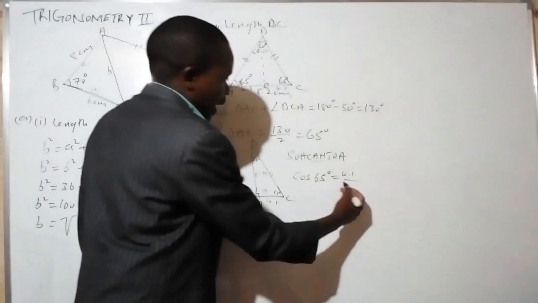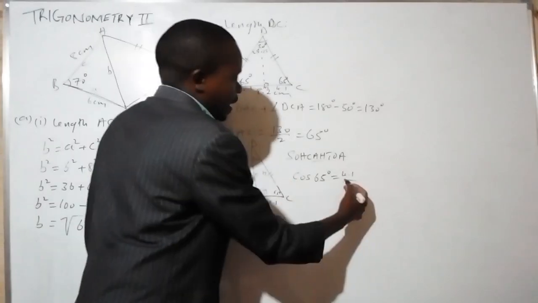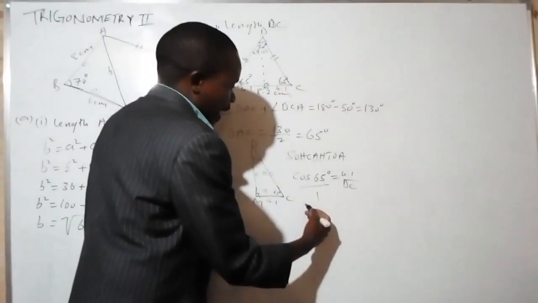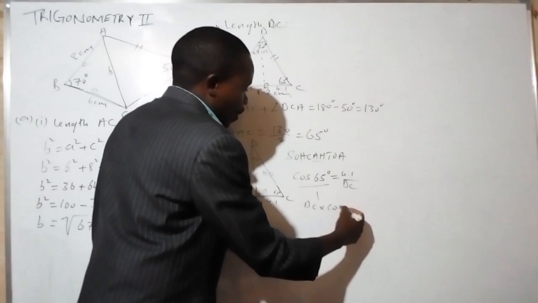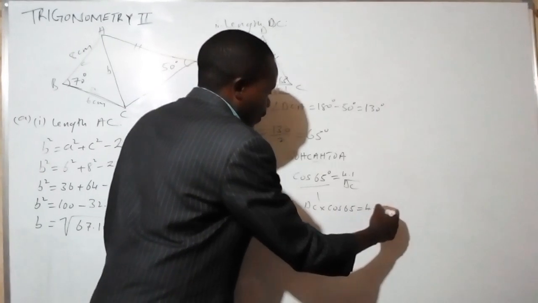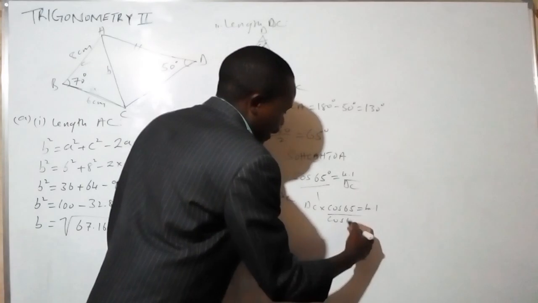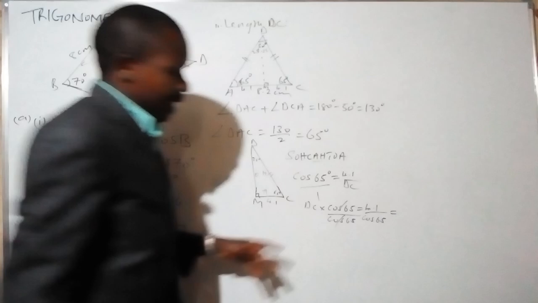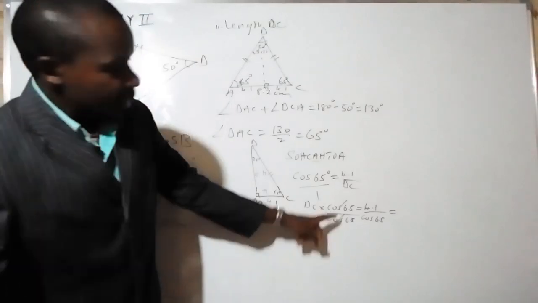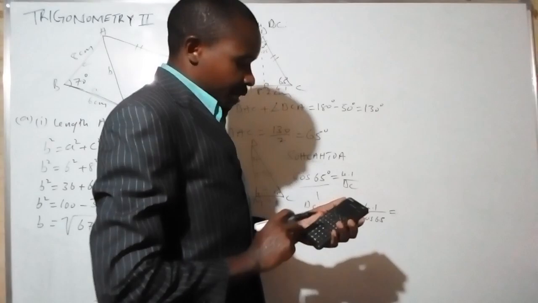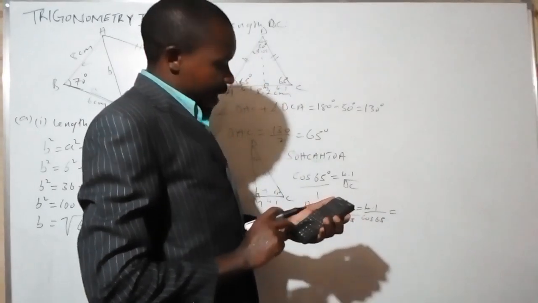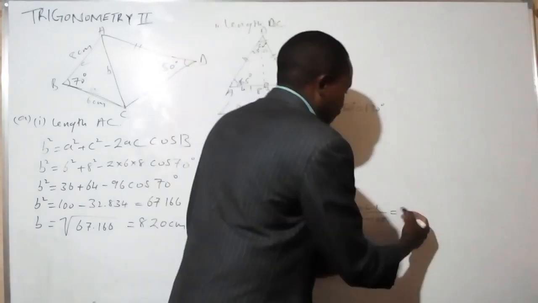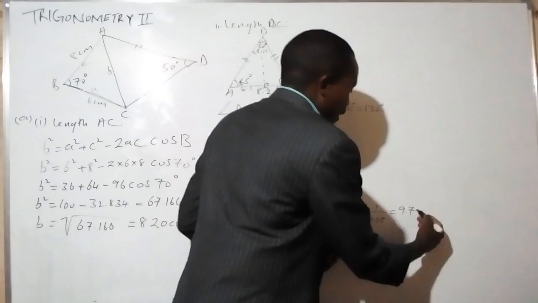Then we cross multiply, and we have DC times cos 65 is equal to 4.1. We divide by cos 65 on both sides, so that cos 65 on the left cancels out, and 4.1 divided by cos 65 gives 9.70 centimeters. And that is the correct answer for DC.